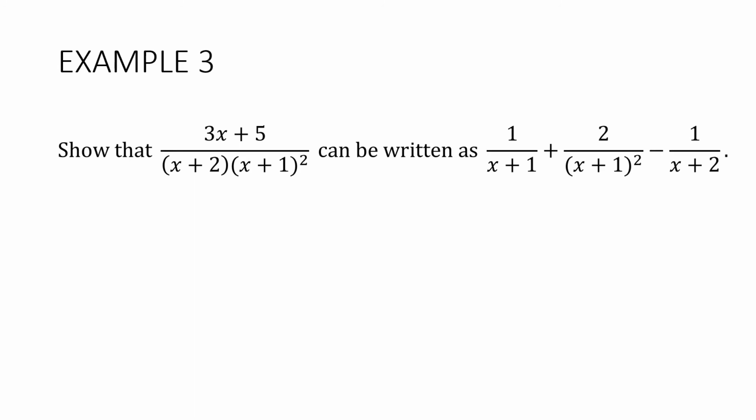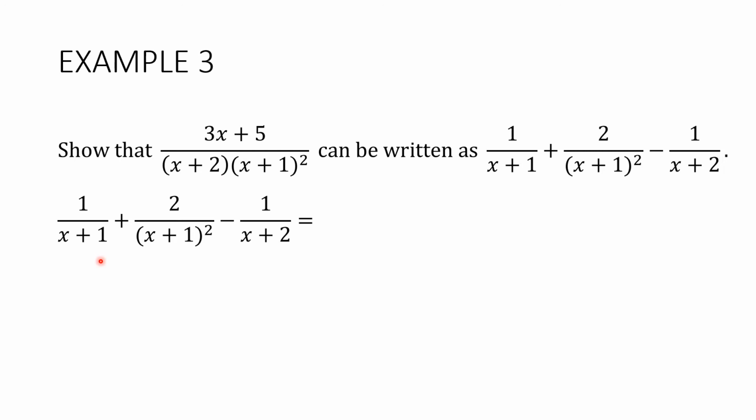Here's example 3. And this one is a repeated linear factor. Show that this can be written like this. Now, you can, of course, set this equal to a over x plus 2 plus b over x plus 1 plus c over x plus 1 all squared and go forwards. But in this case, it might be easier to go backwards. So let's start with this and then try and work our way back to here.